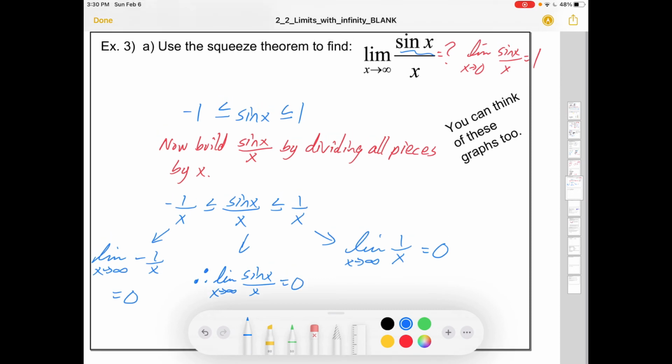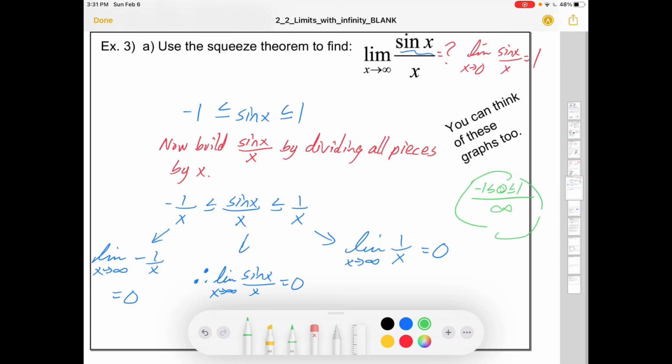Now, squeeze theorem isn't the only way to do this. I think it makes a lot of sense just to go, well, sine x is something between negative 1 and 1, over infinity. I mean, that's going to go towards 0. That's what I'm thinking as I look at this.